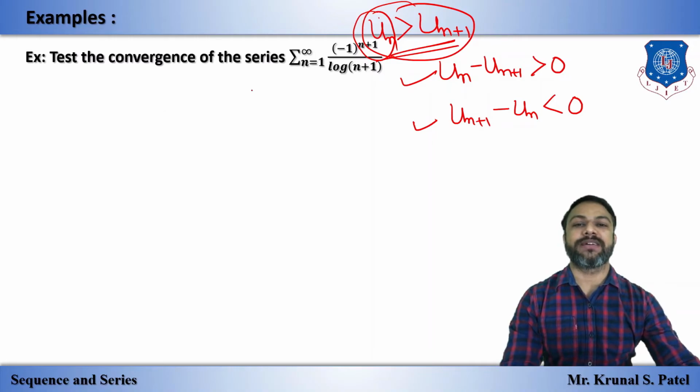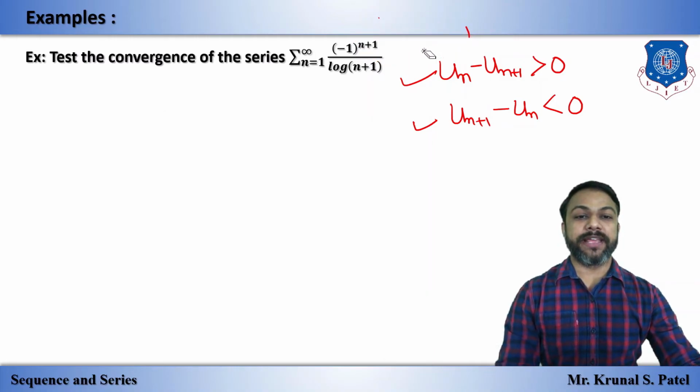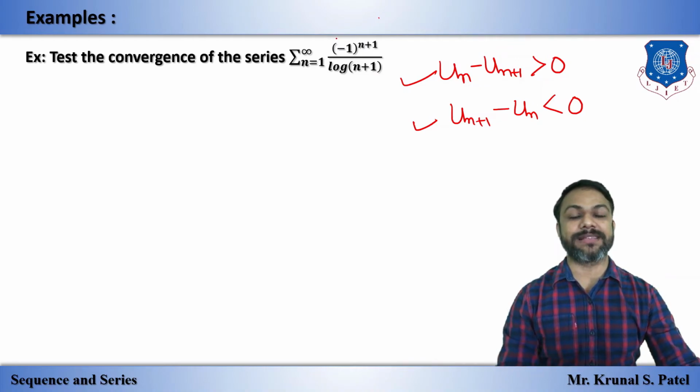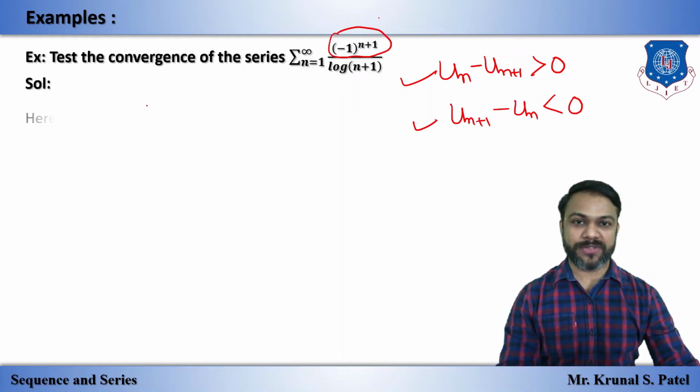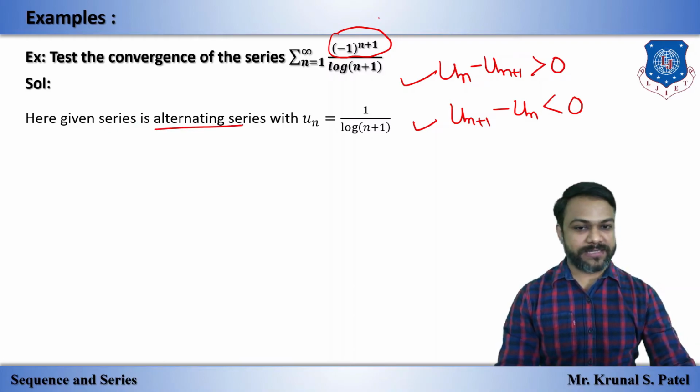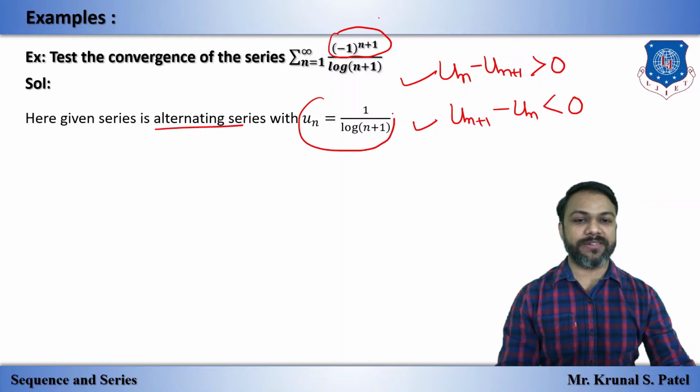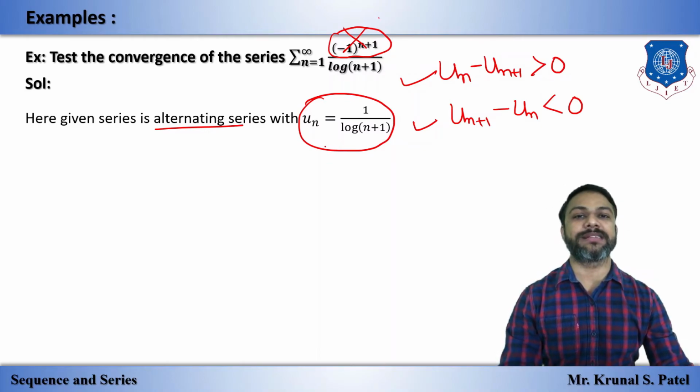Okay, so let's have an example. Here, directly you can say that this is an example of the Leibniz test because of (-1) raised to something n. By observation, this is an alternating series and its u(n) is given by this. Other than this term, as I told you, 1 upon log of (n+1) is u(n). Now we will check that each term is numerically less than its preceding term.